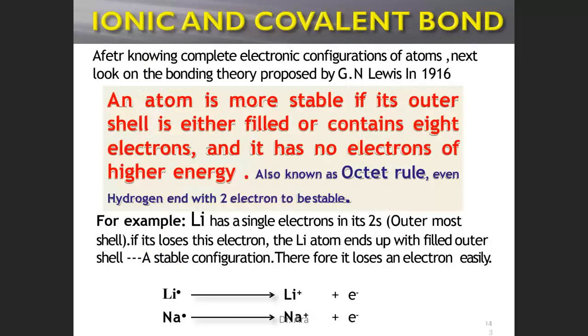So I also told you guys about the octet rule, why we need this. An atom is more stable if its outer shell is either filled or contains 8 electrons. This was already established by scientists in 1916. And it has no electrons of higher energy, also known as the octet rule. Even hydrogen ends with 2 electrons, like helium, and that's an exception. As I said, in chemistry, you will see the rules and also the exceptional things. So this is the reason the number of electrons in the outermost shell is important in making the ionic bond that we are going to study today.